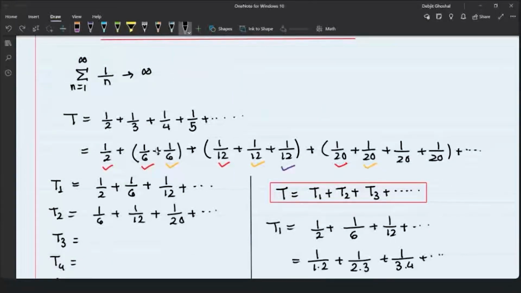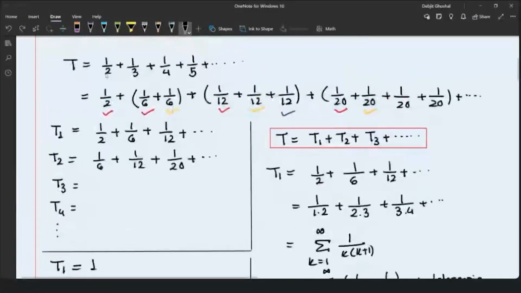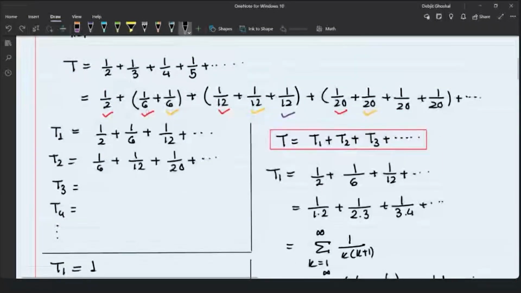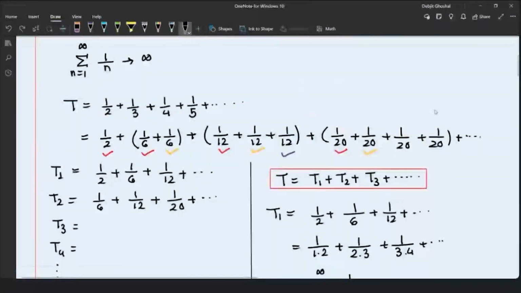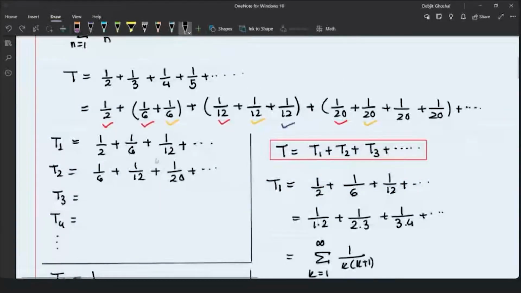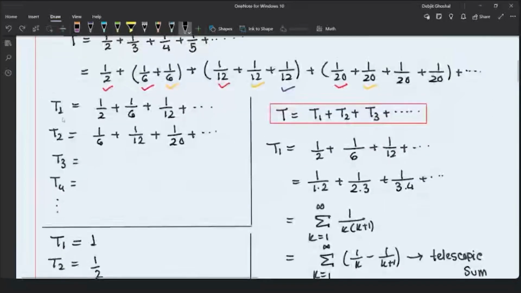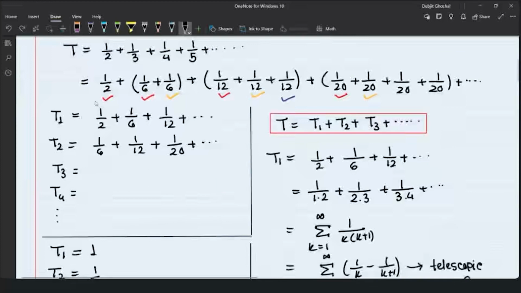Now I can write this as 1 by 2, plus I can write 1 by 3 as twice 1 by 6. Similarly, I can write 1 by 4 as thrice 1 by 12, and 1 by 5 as 4 times 1 by 20, etc. Now I will construct some series from this series. So I construct T1, and what is T1? I take the first term from this series, half, the next term from this segment, 1 by 6, and the next term from this segment, 1 by 12, and so on.